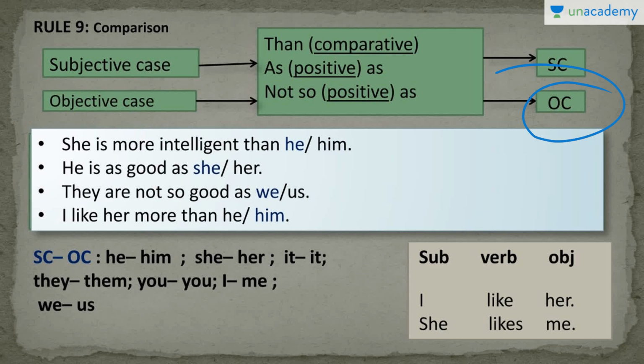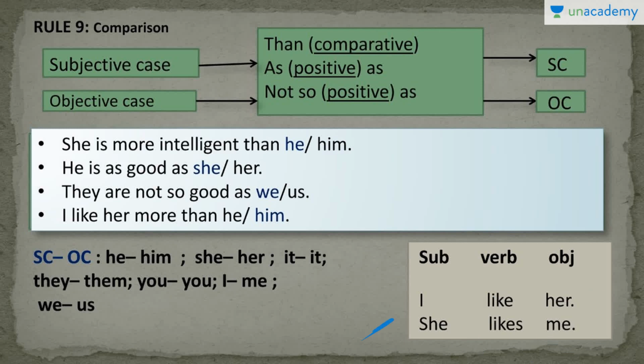Okay. First, let's try to understand what exactly are the subjective case and objective case of a pronoun. Subjective case means that it can be used as a subject only, and objective case means that it can be used as an object only. Look at the sentences in this box. Here, there are two sentences, I like her and she likes me. In both the sentences, the first word is the subject, so I and she are subjects. The next word is a verb, so like and likes are verbs. And the last words are objects, so her and me are objects here.